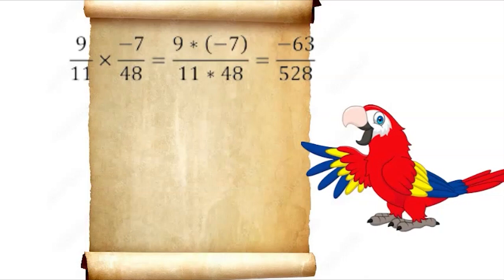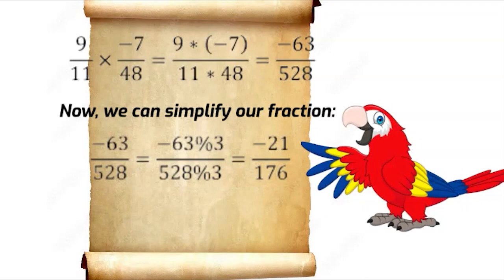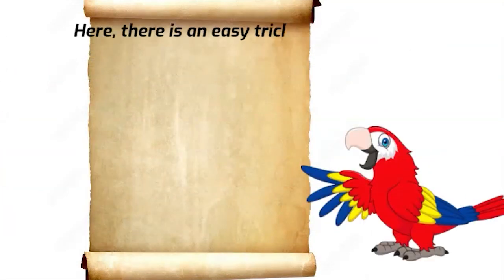We just multiply the numerators. 9 times minus 7 is minus 63 and it is our new numerator. And, we multiply the denominators. 11 times 48 is 528. So, the resulting fraction is minus 63 over 528. Now, we can simplify our fraction by dividing both the numerator and the denominator by 3 and get minus 21 over 176.